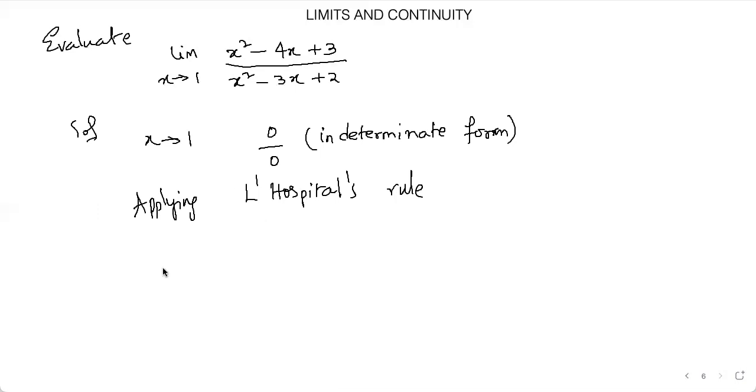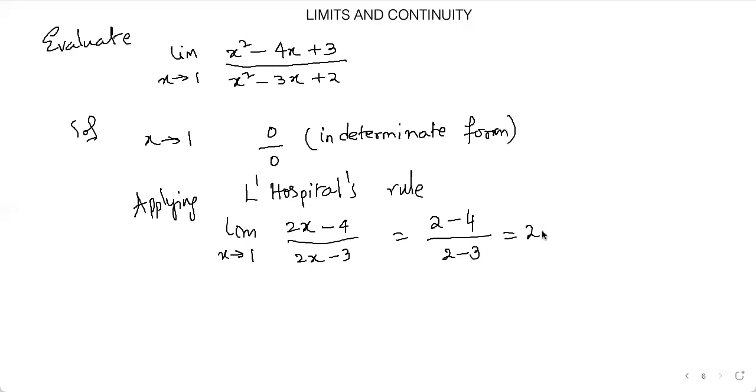Now let us find it. So that is the limit x tends to 1. Differentiation of this will be (2x minus 4) divided by (2x minus 3). Now substitute x as 1. So this will be (2 minus 4) by (2 minus 3), which is equal to 2.